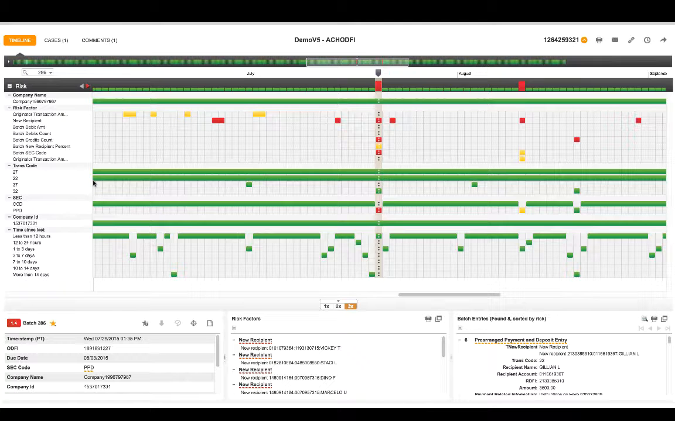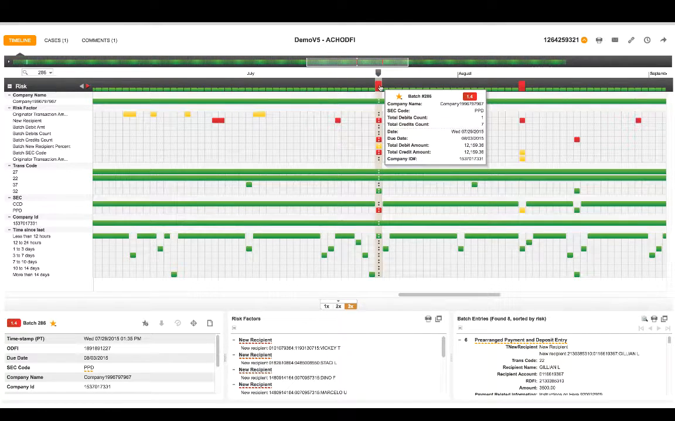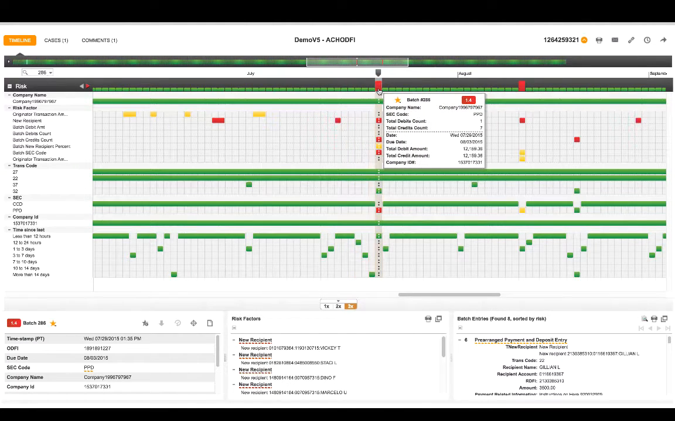Now, this is an originator-specific page. Let me orient you here to the red indicator, batch 286. Each column here is a batch, and the top row is the final score associated with that batch. On the left-hand side, you see all batch-level attributes. The solid green bars indicate known established behavior, while the reds and the yellows indicate any anomalies that we see.